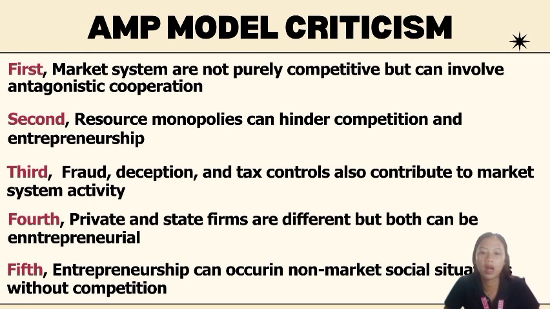The next one is that fraud, deception, and taxes affect market activity. It argues that the AMP model doesn't fully consider unethical practices like fraud and deception, which can distort market outcomes. Additionally, the impact of taxes and regulations on entrepreneurial activity is not fully addressed. This criticism suggests that the model may not capture the realities of market systems affected by these factors.